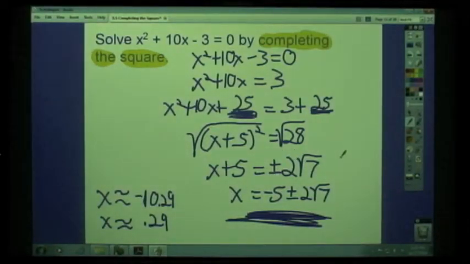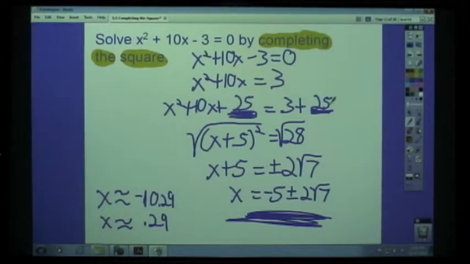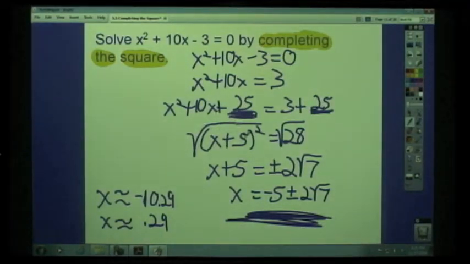So I'm going to let you try basically the same steps on the next problem by yourself. Notice what I did. I moved the 3 over. I took the 10 divided by 2 and I squared it to get 25. I put plus 25 on both sides. On the right, 25 plus 3 is 28. On the left, that is x plus 5 squared. That is why we called it completing the square.